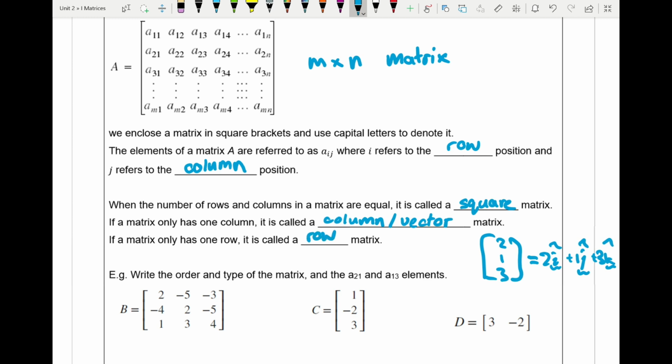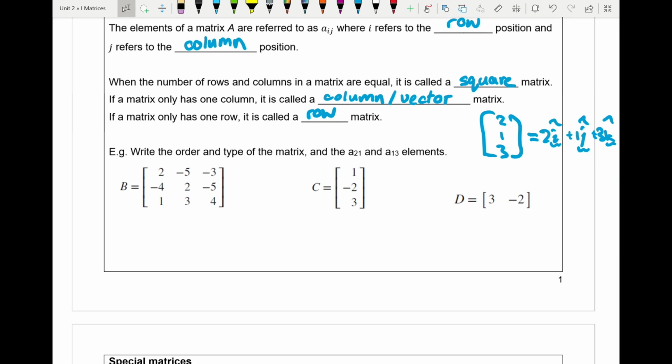So, in the example below, we want to write the order and type of matrix, and then the A21 and A13 elements. So in our first one, we've got a square matrix, it's 3x3. Our A21 element is in the second row, in the first column, so that's our -4 over here. And our A13 element is in the first row in the third column, so that's -3 over here.